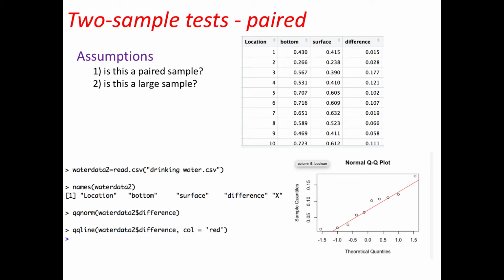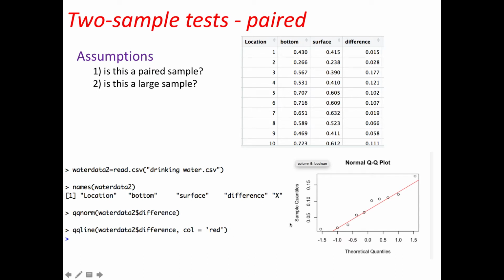From there on, I can move forward to generate the QQ plot using the qqnorm and qqline functions. Remember, for paired data, we're interested in the difference between the two samples. That's what we're measuring, and so we need to know whether this variable here is distributed normally. And so when we write out our qqnorm function, it's qqnorm, parentheses, then the name of the data file, which I named water data 2, $, difference, and difference is this column. That's what we're interested in.